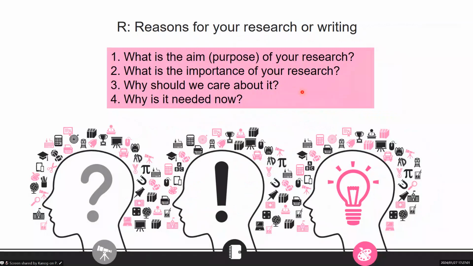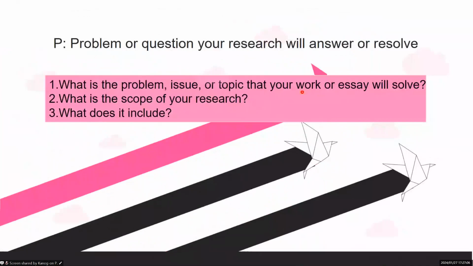So next part P, right, stands for problems or questions your research will answer or resolve, right? So in this part, you just mention the problems, right, and the scope of your research, right? Okay, so you might have 2, 3 questions. You just mention in there what you want to find, right? And what is it that you want to find out, right?